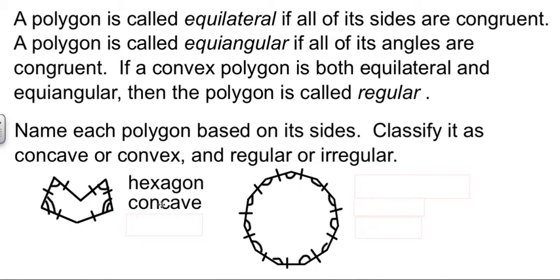Okay. And then we have to decide if it's regular or not. Well, they've marked all the sides to be equal, but the angles are not all equal. We've got two sets equal, but not all of them. And besides the fact it's not even convex, so that one is irregular.